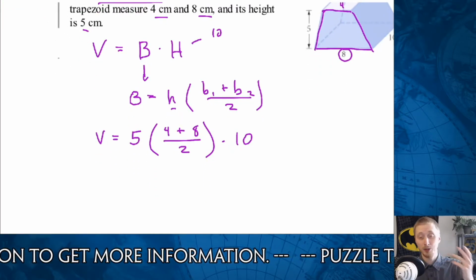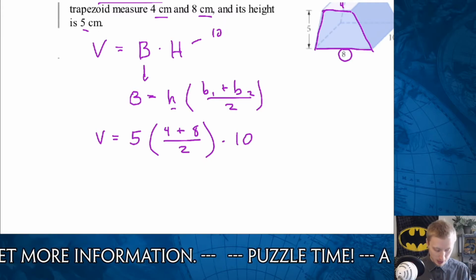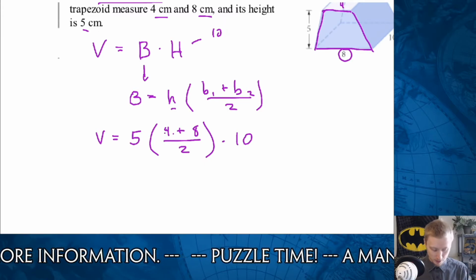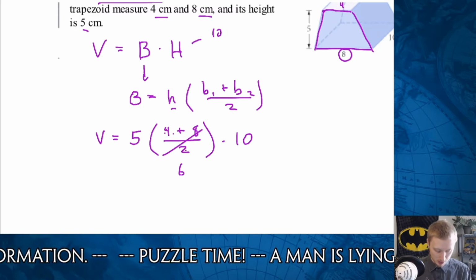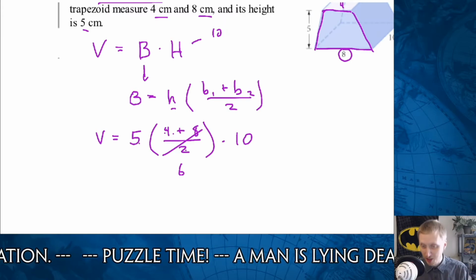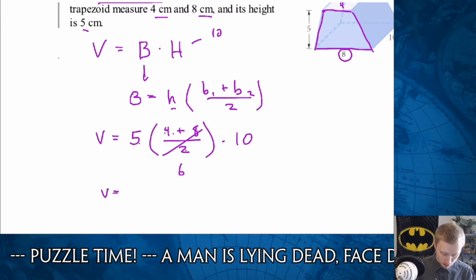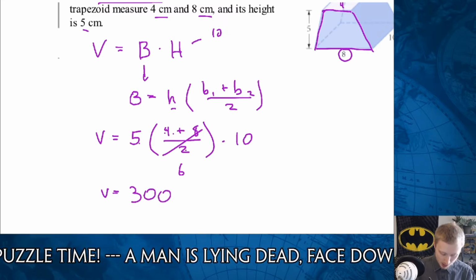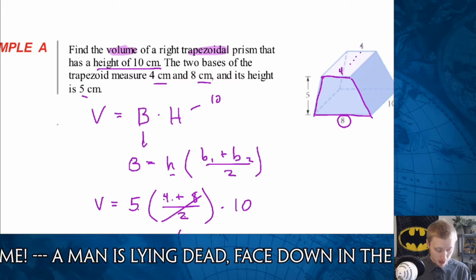Alright, and then again, you can whip out your calculator if you'd like to. I'm going to do a little mental math real quick here. 8, 9, 10, 11, 12. Divided by 2 is 6. Okay, so that's 6. 6 times 5 I know is 30. Times 10, just slap another 0 on the end. So we get 300.